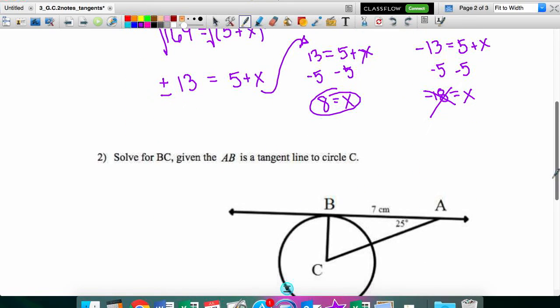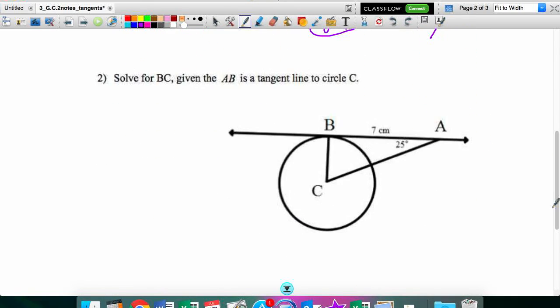So let's take a look at another example. Number 2, solve for BC given AB is a tangent to the circle. So once again, since we know that we have a tangent, essentially the theorem is only telling us that there's a right angle there. But now that I have a right angle, I have a right triangle, and I can just use all of the stuff from my reference sheet, either Pythagorean theorem, trig, or special right triangles.